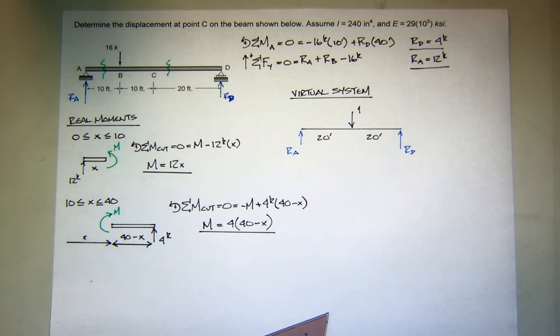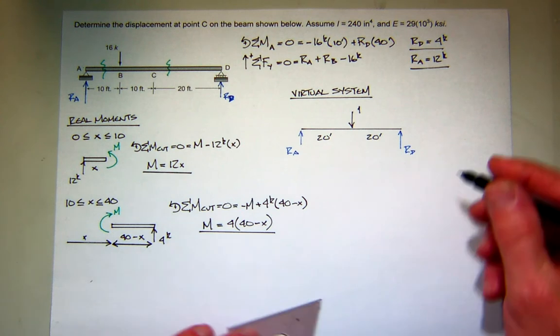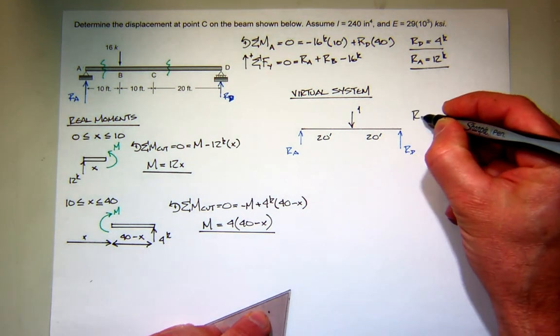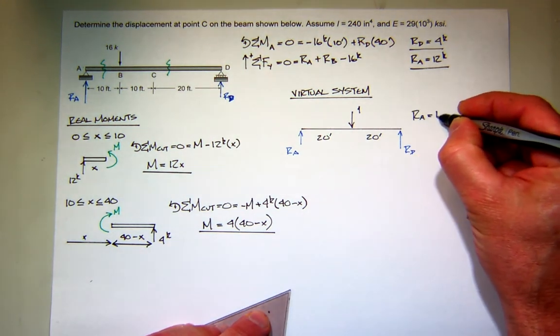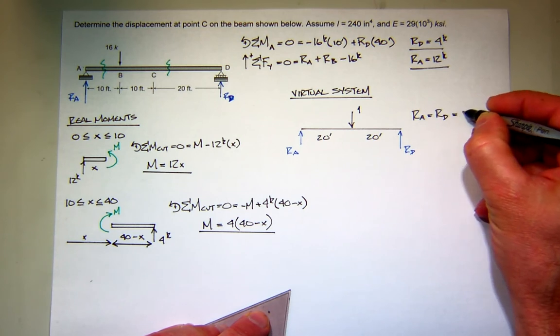Now, I don't usually like to do this, but I'll shortcut this a little bit because you can see the load is right in the middle. So what are the reactions going to be? They're going to be equal. So I know my reaction at A is the same thing as my reaction at D, and they're equal to 1/2.